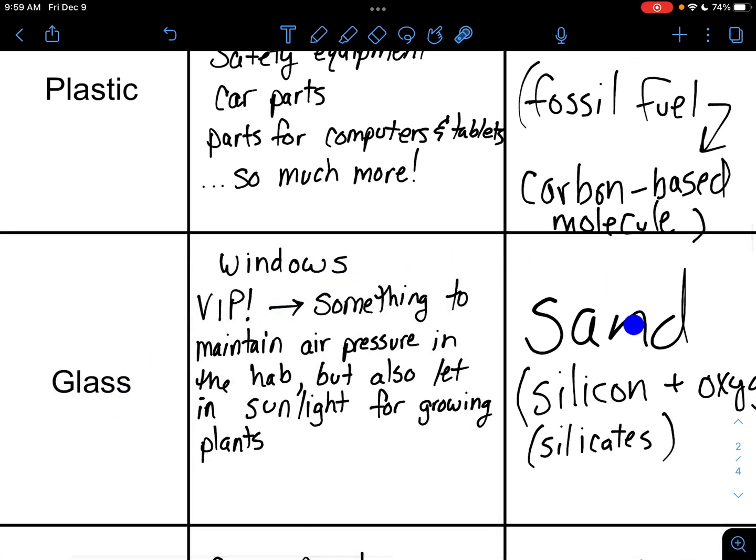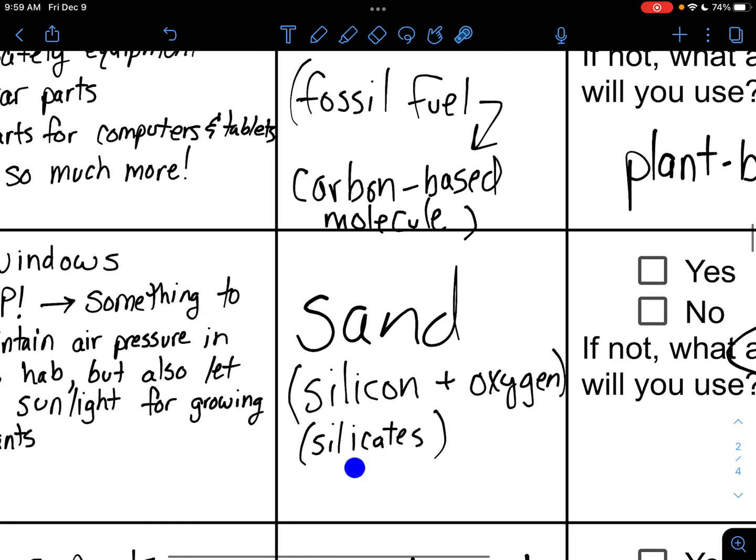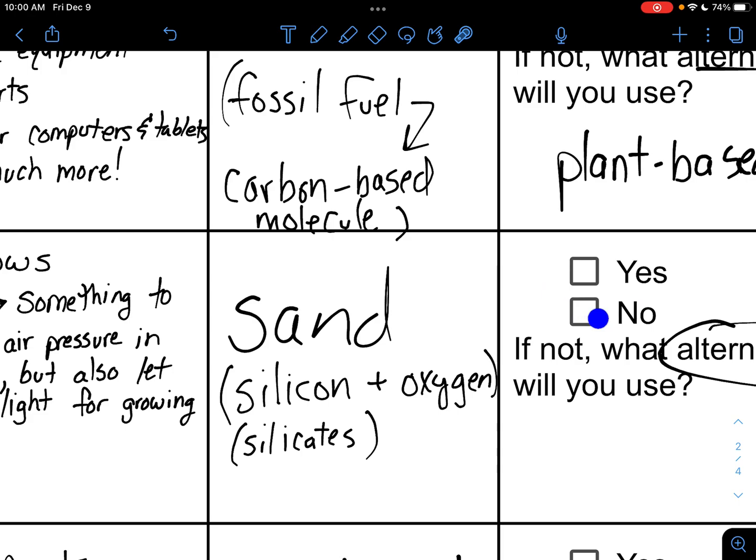Glass on Earth comes from sand. Sand is a silicate, as in silicon. The ATE at the end of the word implies that it's bonded to oxygen. It's silicon and oxygen. So what you're going to need to know for where you're going: are there silicate-based rocks? For instance, on Mars, basalt that is there is a silicate-based rock.